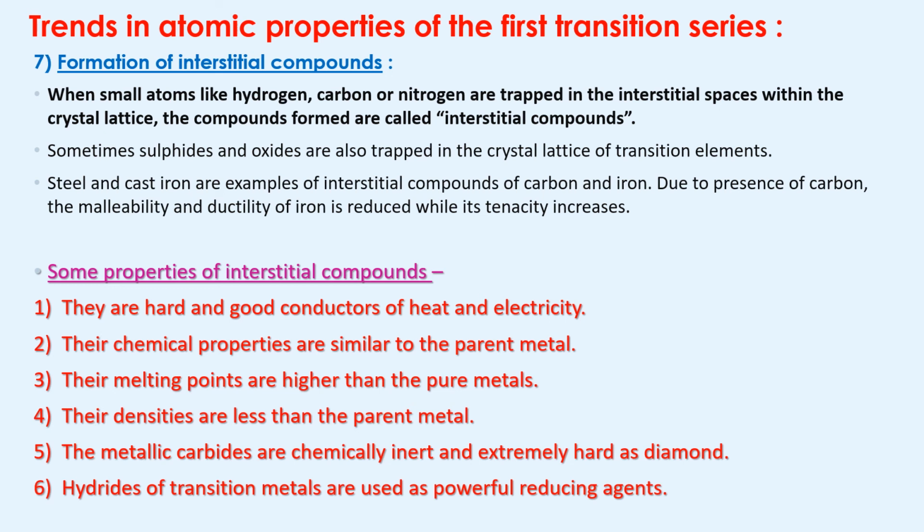So in exam, they may ask you the properties of an interstitial compound. So at that time, what you have to write? They are hard and good conductors of heat and electricity. Their chemical properties are similar to their parent metal. Their melting points are higher than the pure metal. Their densities are less than the parent metal. And the metallic carbides are chemically inert and extremely hard as a diamond. And hydrides of a transition metal are used as a powerful reducing agent.